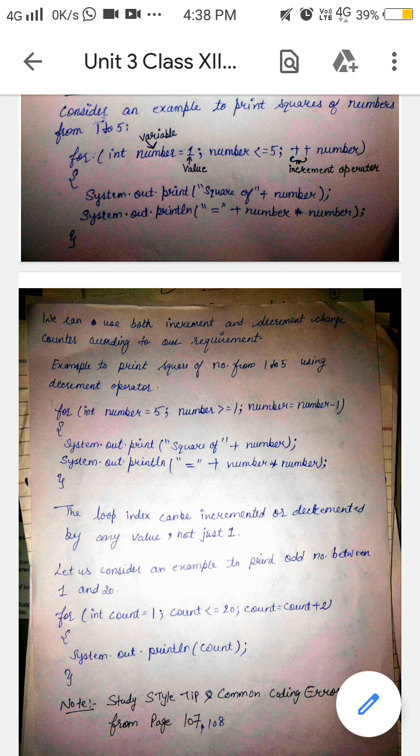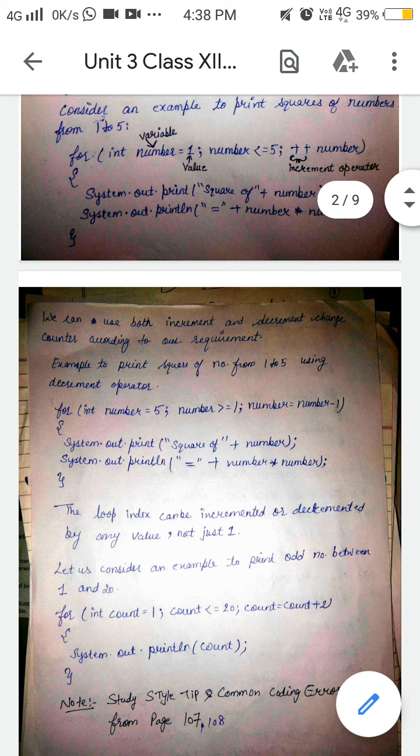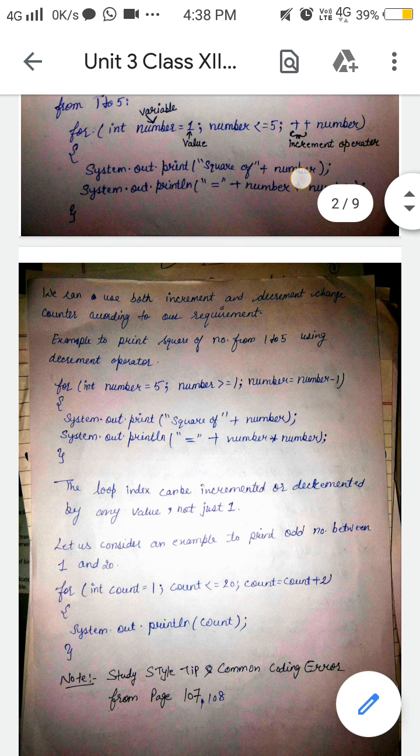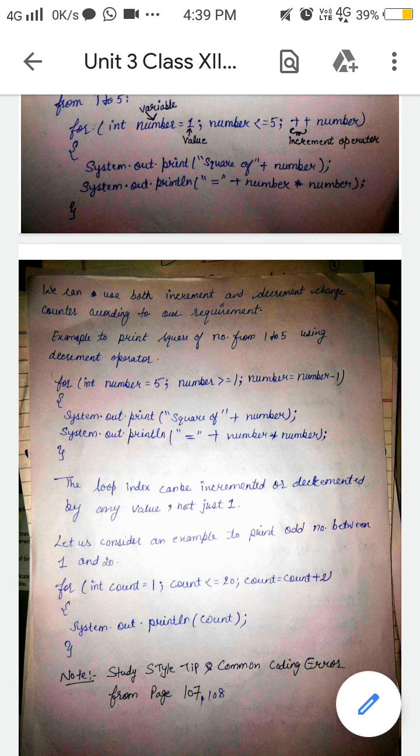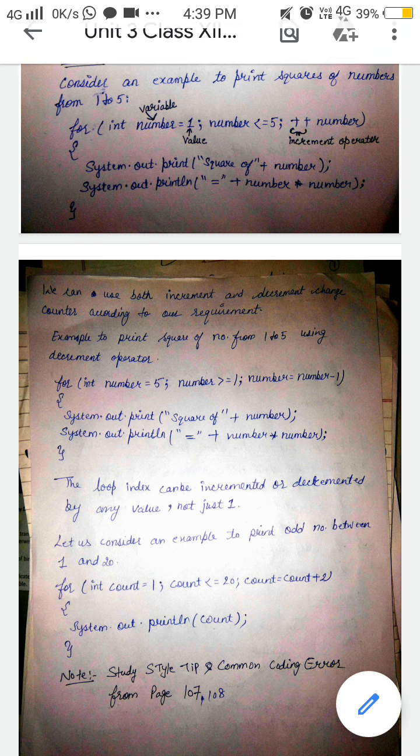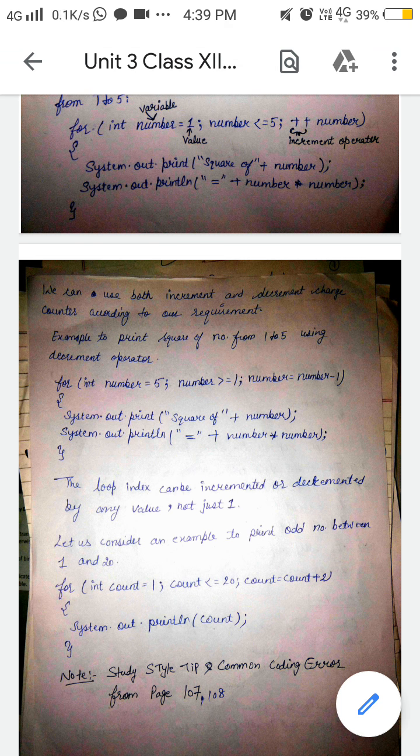System.out.print square of plus number. It means square of, how will it print? In the place of number it will come 1, and then it will go to the next line, that is System.out.println equals plus number into number. What does this plus stand for? This plus stands for concatenation of the terms, which means it will make the terms come together.